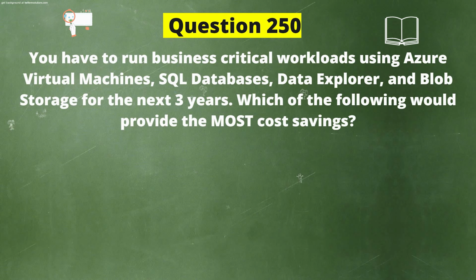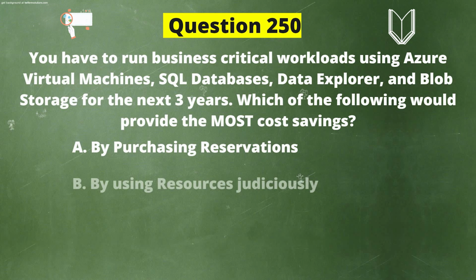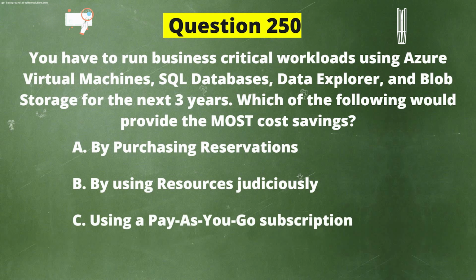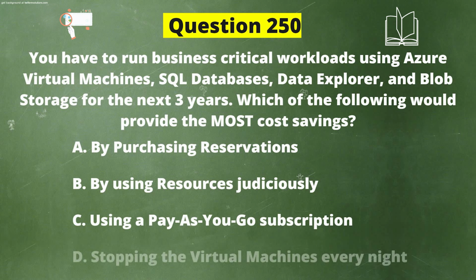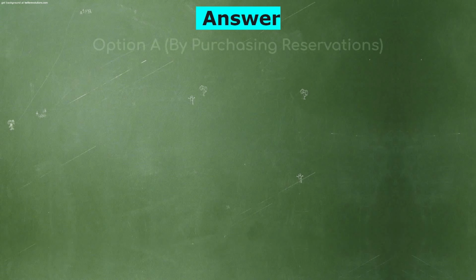Next question. You have to run business critical workloads using Azure virtual machines, SQL databases, Data Explorer, and blob storage for the next 3 years. Which of the following would provide the most cost savings? And the options are A. By purchasing reservations. B. By using resources judiciously. C. Using a pay-as-you-go subscription. D. Stopping the virtual machines every night. And the correct answer is option A.